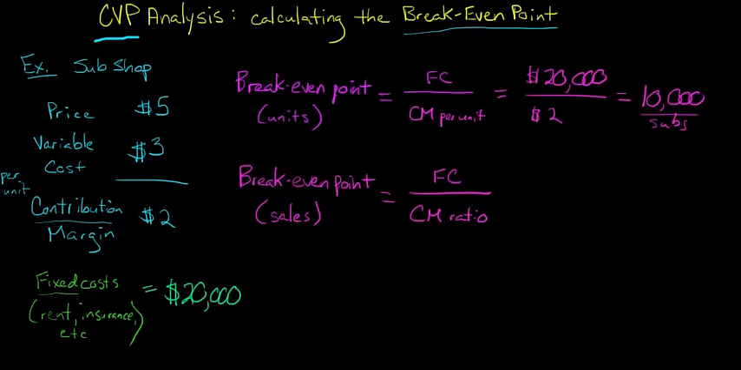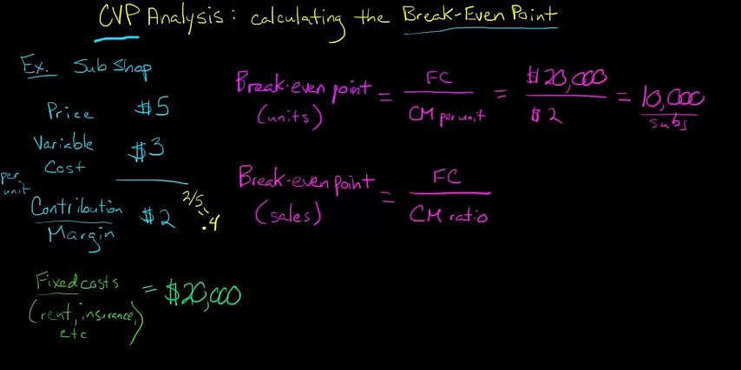Okay. Now this ratio, let me just change colors here. It's pretty simple to calculate. We're basically trying to figure out for every dollar that we sell, every time we have a dollar in sales, how much of that dollar goes toward these fixed costs. So we're going to take the 2 and divide it by the 5. So our contribution margin ratio, there we go, that's 0.4. So 40 cents of every dollar can be contributed toward our fixed costs.